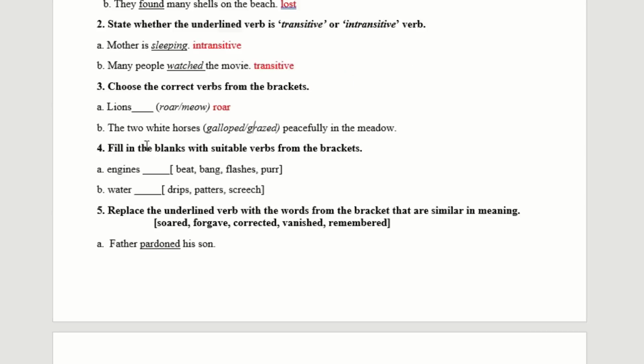Now, let's see the second one. The two white horses galloped or grazed peacefully in the meadow. The answer will be grazed. The answer is grazed. We have discussed in the class. So we can write the answer as grazed. Only the word grazed in the answer sheet.